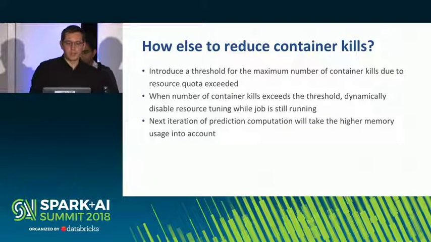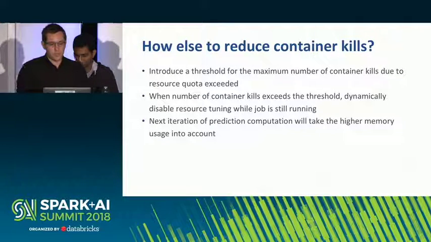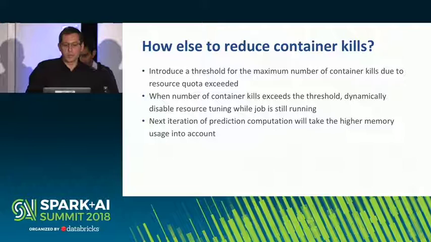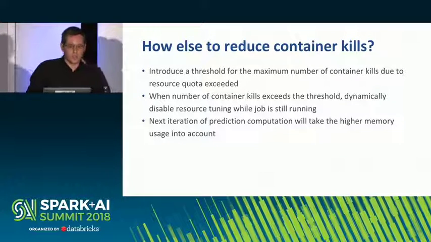So how else do we reduce container kills? We introduce a threshold for the maximum number of container kills due to resource quota exceeded. When the number of container kills exceeds the threshold, we dynamically disable resource tuning while the job is still running. And in the next iteration of prediction computations, we will take the higher memory usage into account.